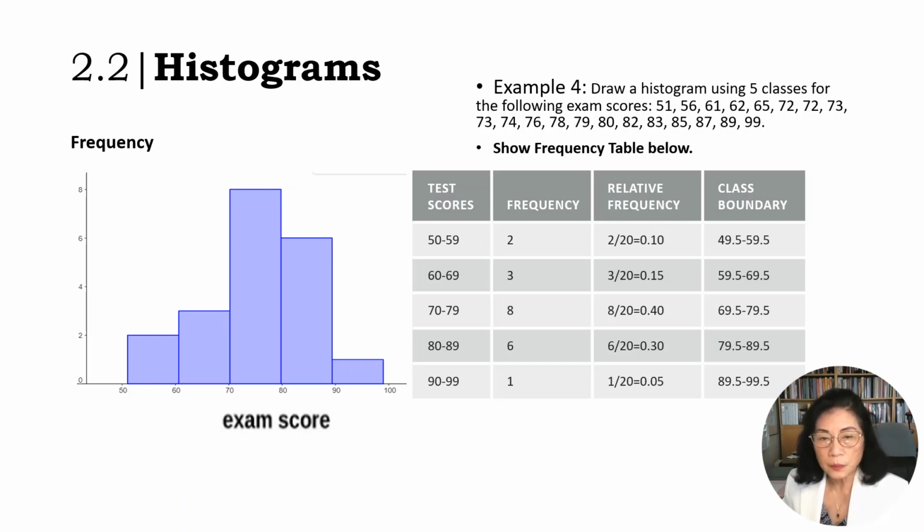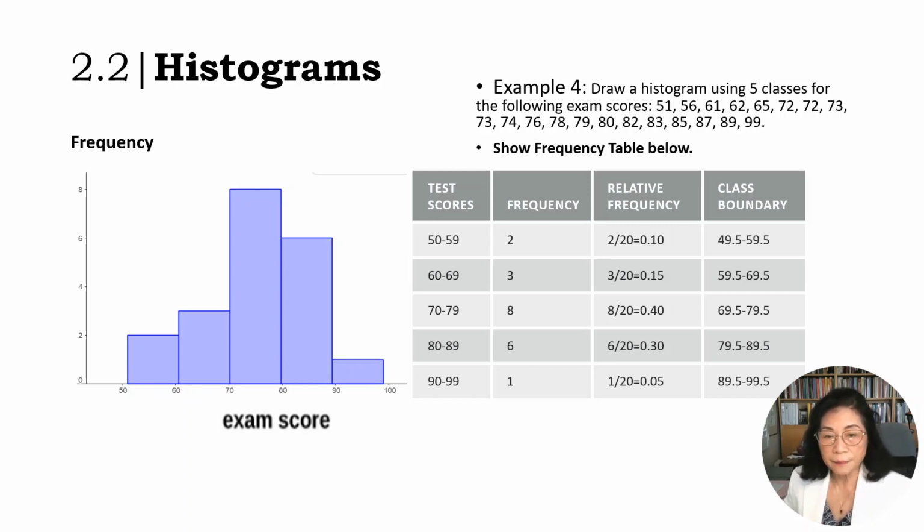Starting with the lowest limit here, 50. And then adding the 10, 60. 10 more, 70, 10 more, 80, 10 more, 90.